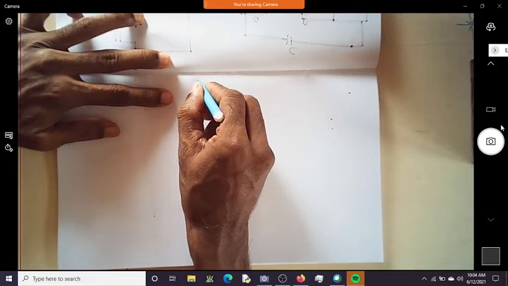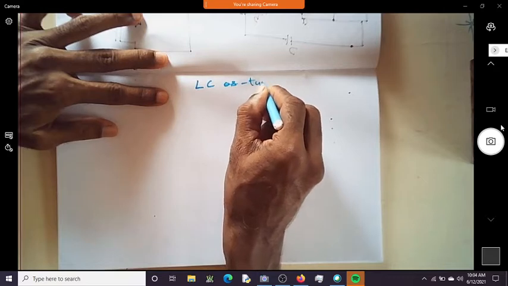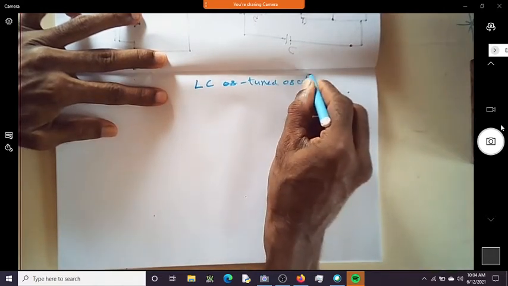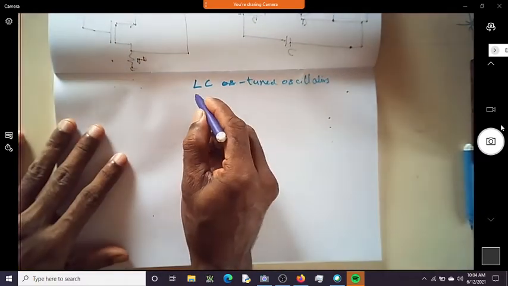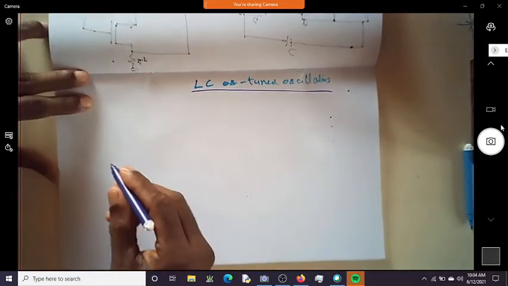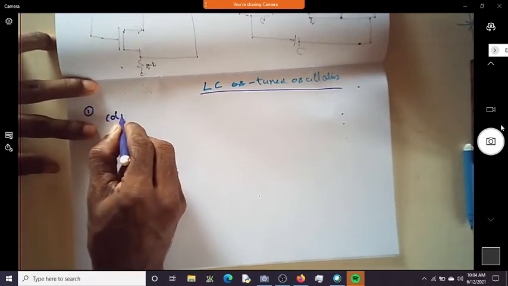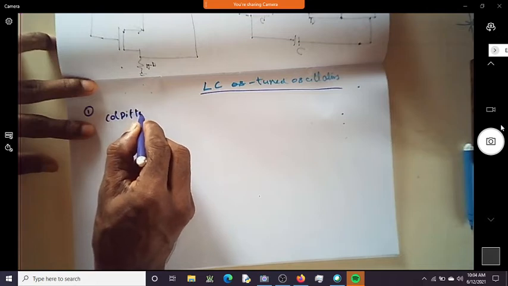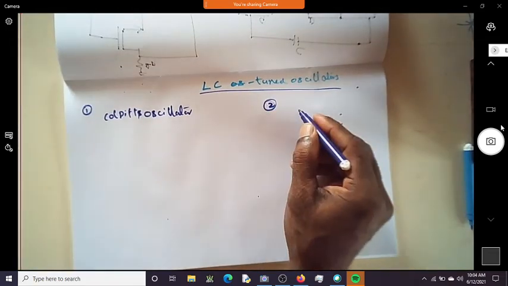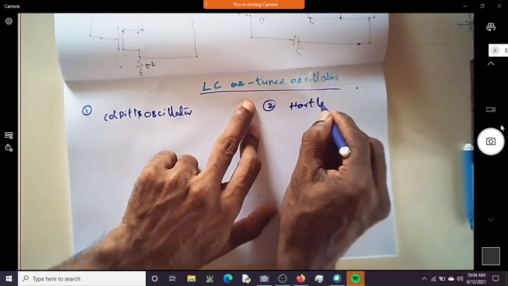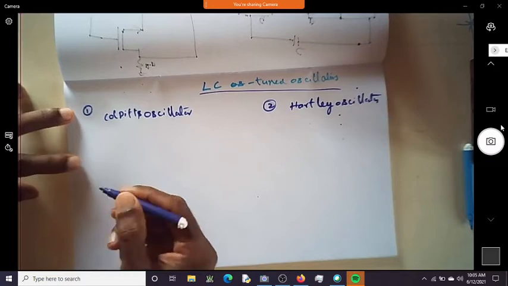So, in the last class we discussed LC, also called LC tuned oscillators, because we are going to use inductors and capacitors. One of them is the Colpitts oscillator, the second one is the Hartley oscillator.